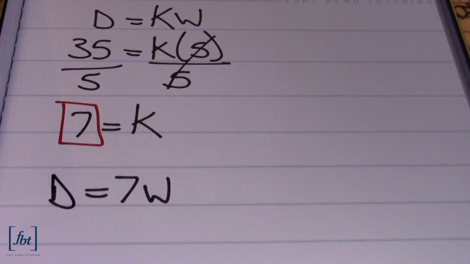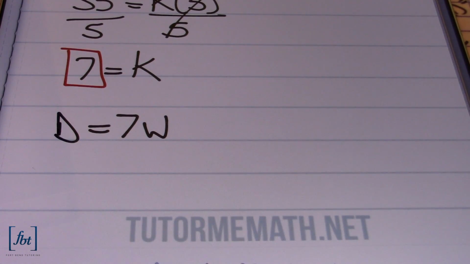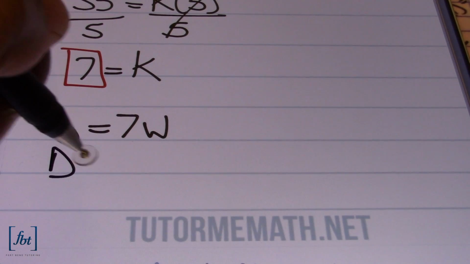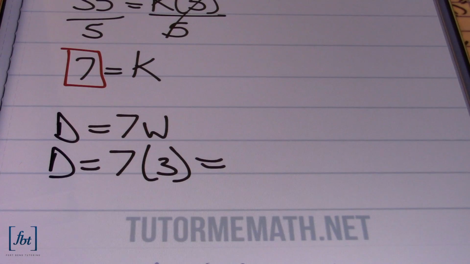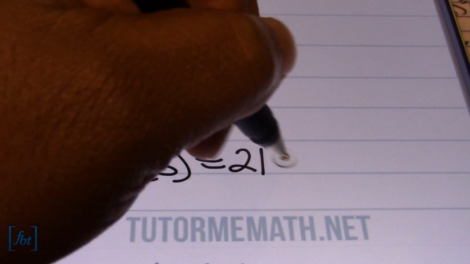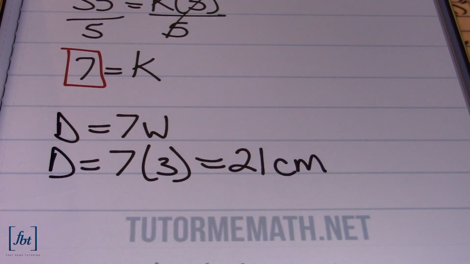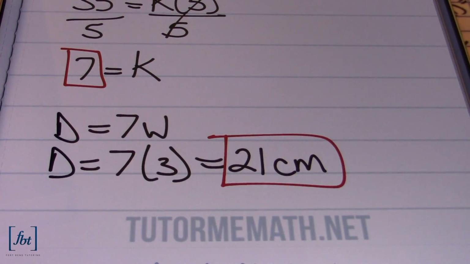So all we have to do is plug in the following information: 3 for the weight. So our distance equals 7 times 3. 7 times 3 is still 21, right? So it's going to be 21 centimeters. That's it. That's the answer to problem number 4. Red box it. Get your red box on.